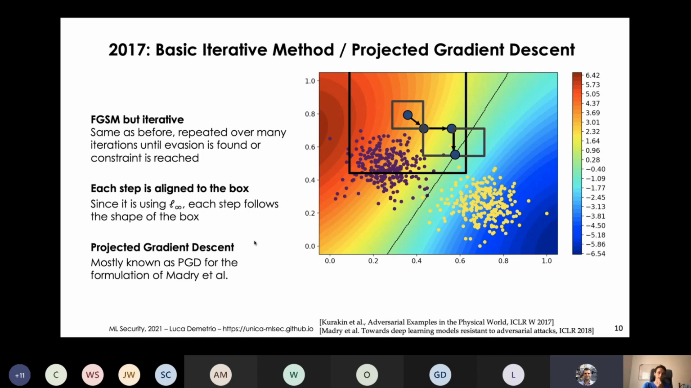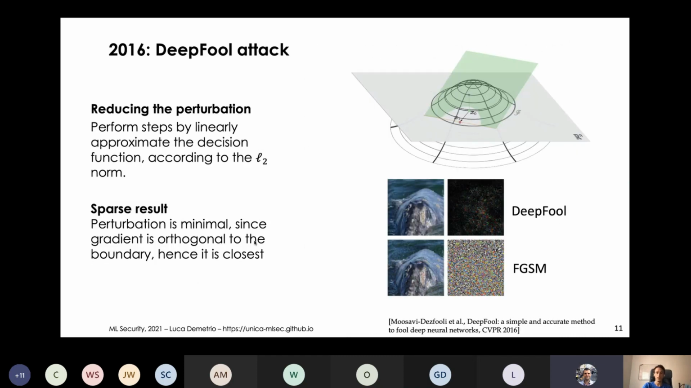So the point is, how can we improve this? In general, let's forget about iterative or not iterative. We're at a point where the manipulations are basically unconstrained. Yes, you're constraining with epsilon, but you're perturbing all of the image. So how can we make these more sparse? How can we make the attack more convenient from a perturbation budget perspective?